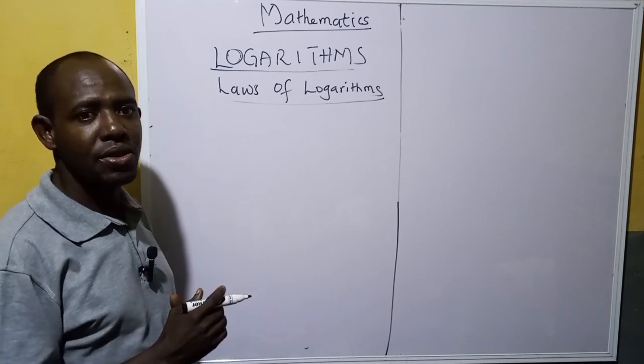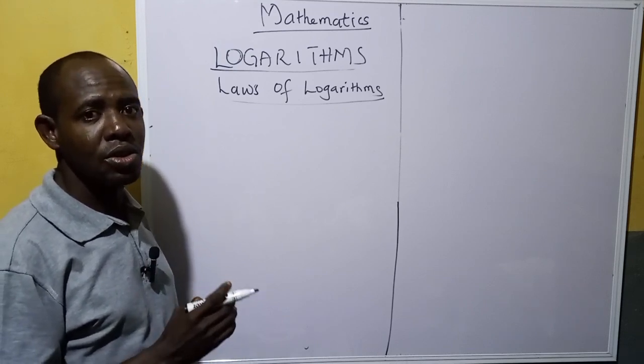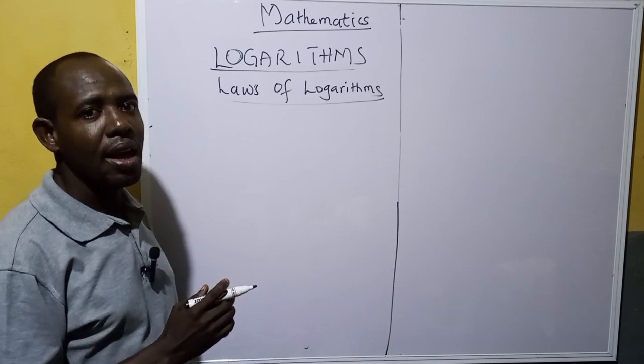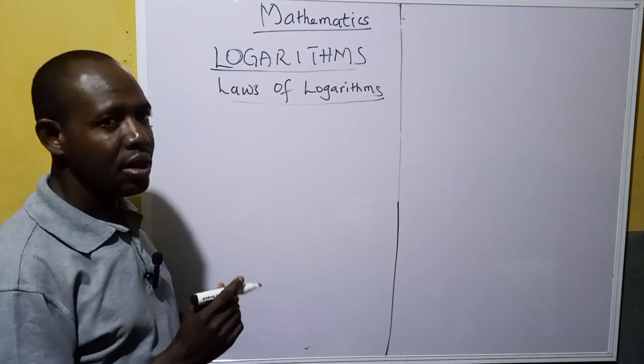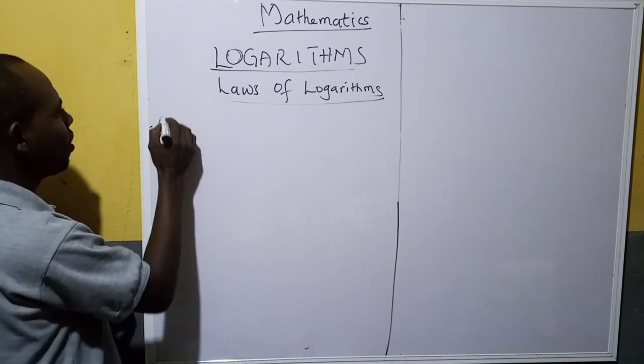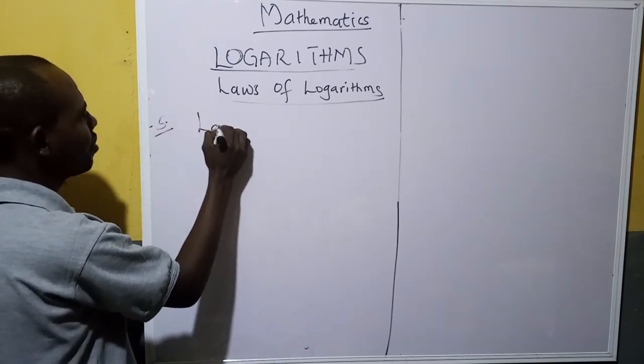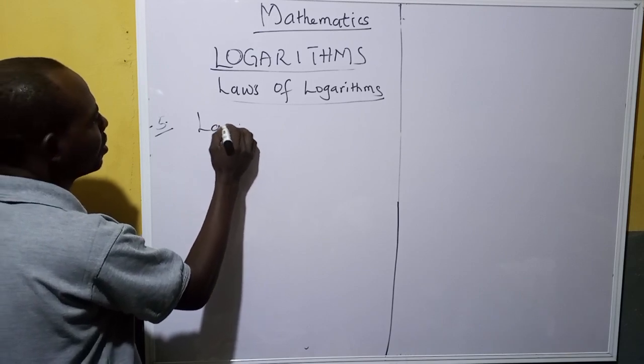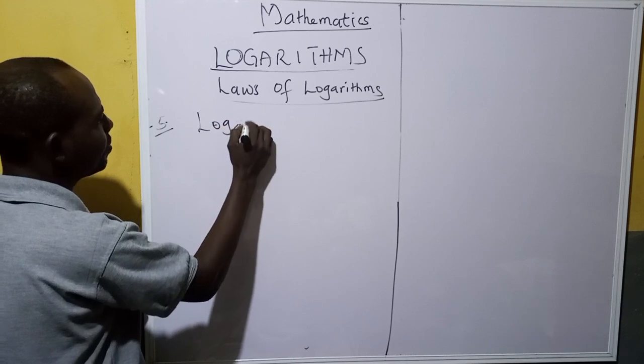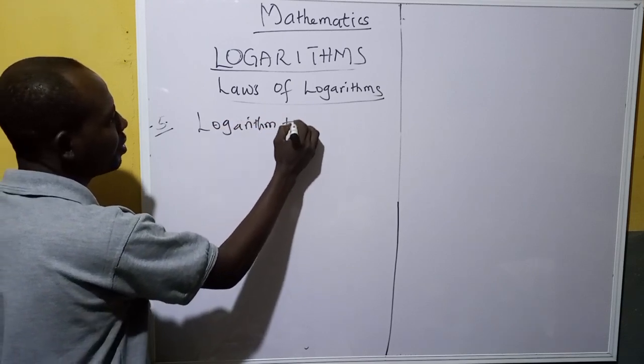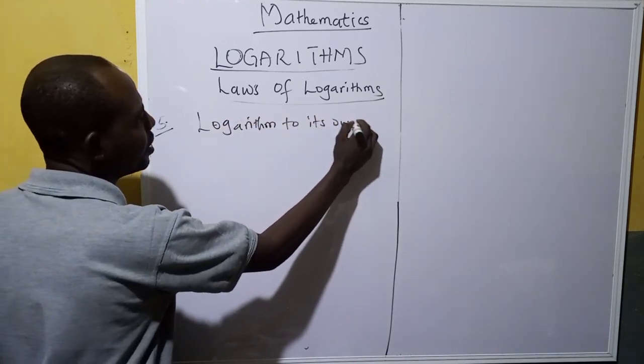In the previous videos, I've discussed 4 of the laws of logarithm, and in this one, I'm going to talk about the remaining 4. Now, the 5th law of logarithm is called logarithm to its own base.